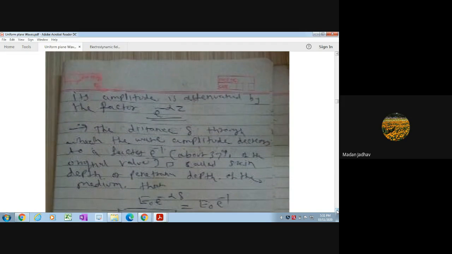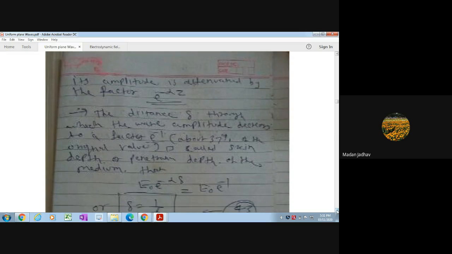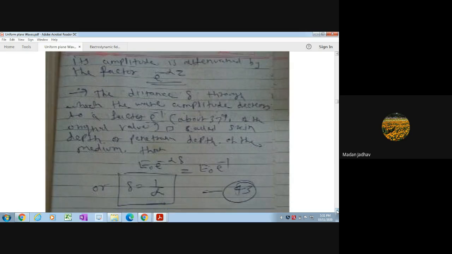Okay, but it will attenuate. Its amplitude is attenuated by the factor e to the power of minus alpha z, and the distance delta through which the wave amplitude decreases by the factor e to the power of minus 1, that is about 37% of its original value, is called the skin depth. It is also called the penetration depth. And for this skin depth delta, we can find that delta is equal to 1 by alpha.